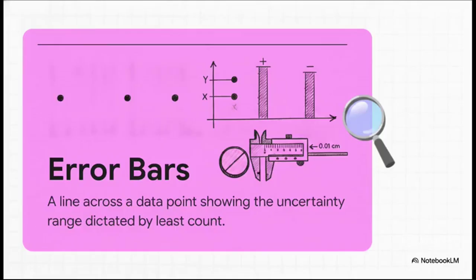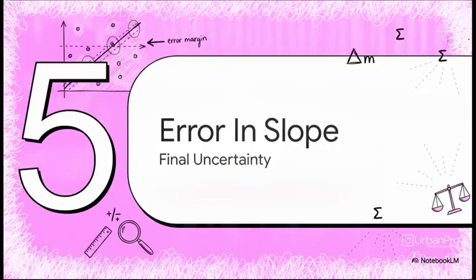Now, because of all this uncertainty, a point on your graph isn't just a tiny dot. Say your vernier caliper has a least count of 0.01 centimeters, while your data point is actually d plus or minus 0.01. You draw an error bar to visually illustrate the exact range where the true value could be hiding. It really puts things into perspective. Section 5, calculating error in slope.